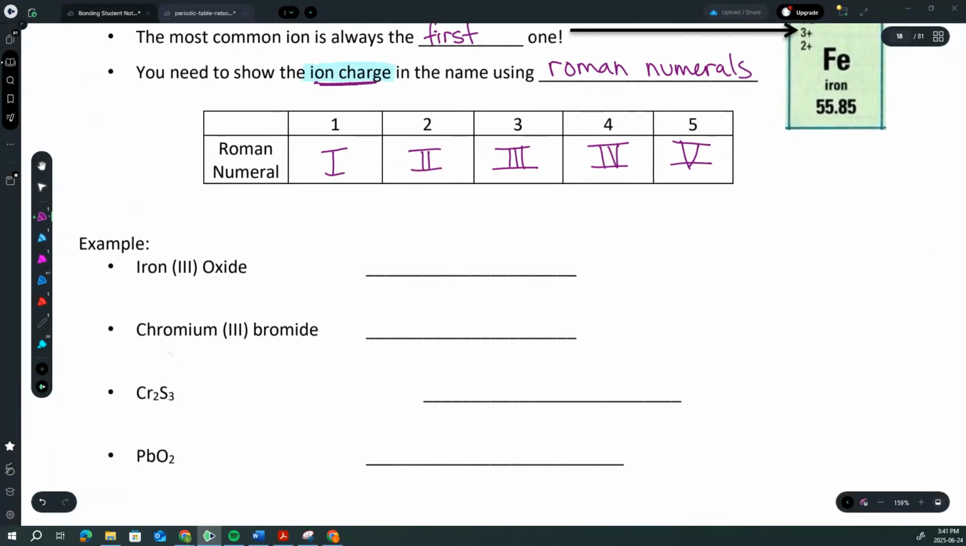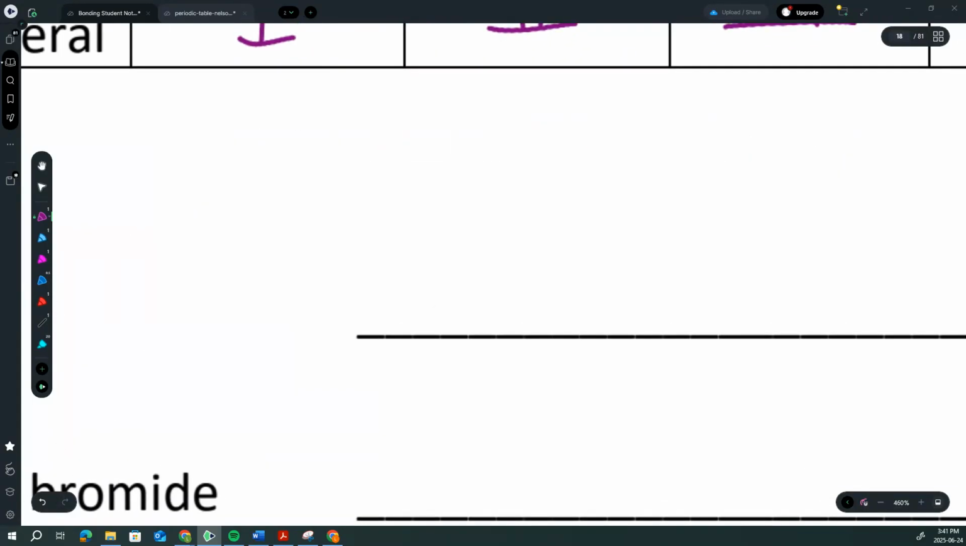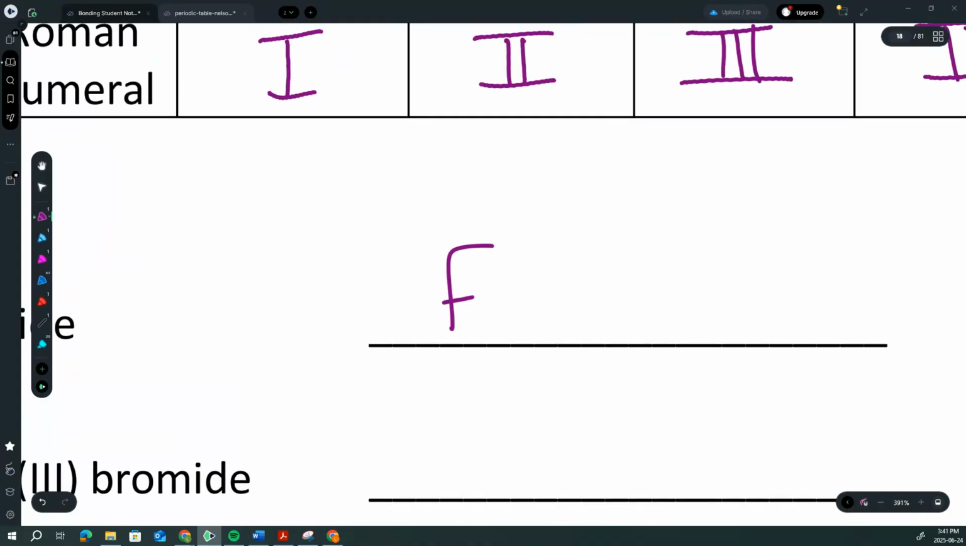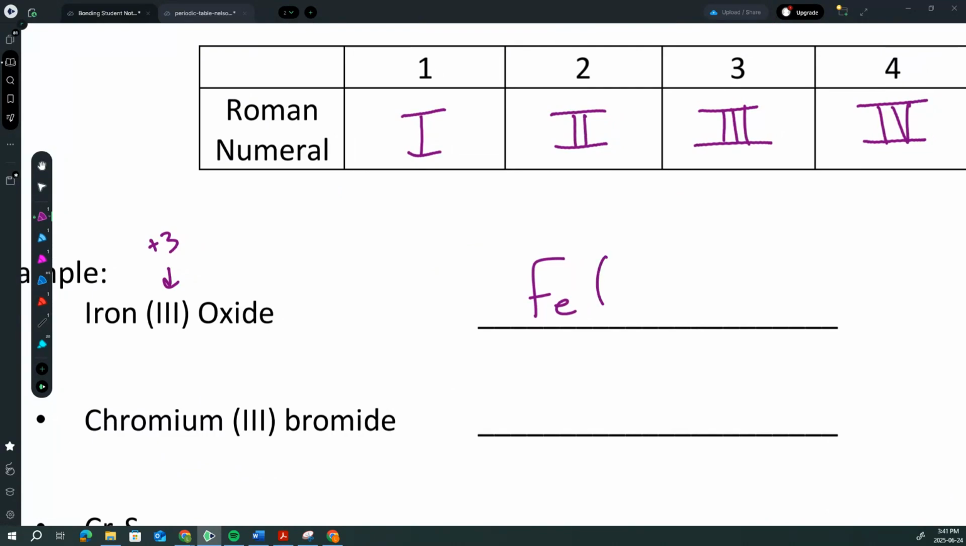So for some examples here, we have iron 3 oxide. This means that iron has a 3+ charge. Writing out the formula, I'm going to write Fe because that's the symbol for iron. Oxide, the symbol is O. It has a 3+ charge on the iron, and oxygen, if you want to look it up on the periodic table, has a 2- charge.